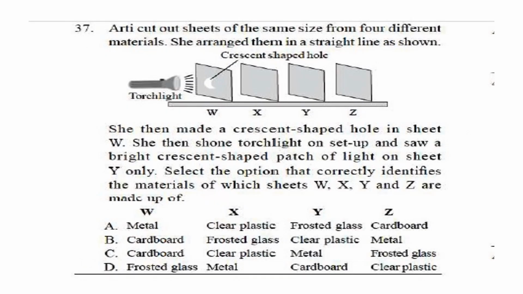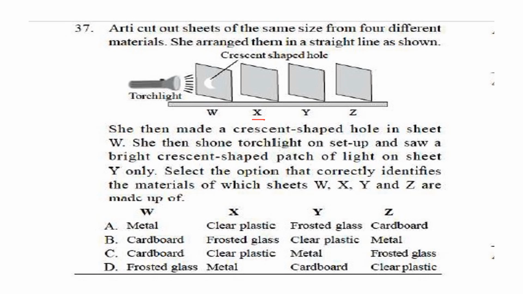Question number 37. Aarti cut out sheets of the same size from 4 different materials. She arranged them in a straight line as shown. She then made a crescent-shaped hole in the sheet W. She then shone torchlight on the setup and saw a bright crescent-shaped patch of light on sheet Y only. Select the option that correctly identifies the materials of which sheets W, X, Y and Z are made up of. Here, sheet X passed all the light. That means X is a clear plastic. It can't be frosted glass, it can't be metals.